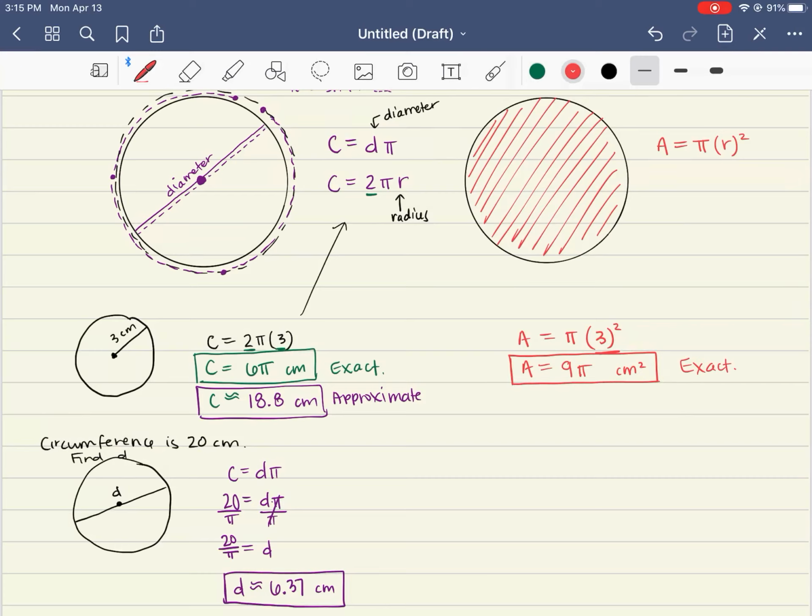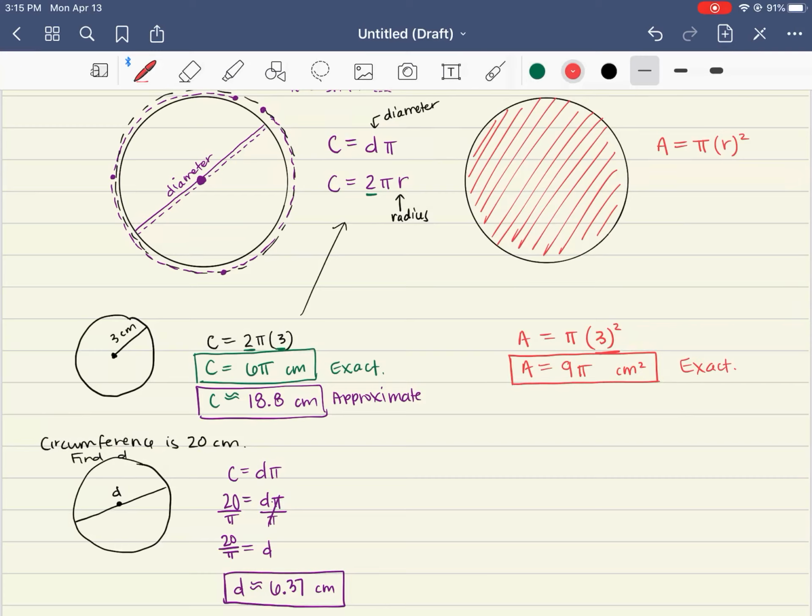And then if we want to approximate the area, we go ahead and plug that into the calculator, 9 multiplied by pi, and we end up with 28.3 square centimeters. So we can look at both of those. And again, this one's an approximate.